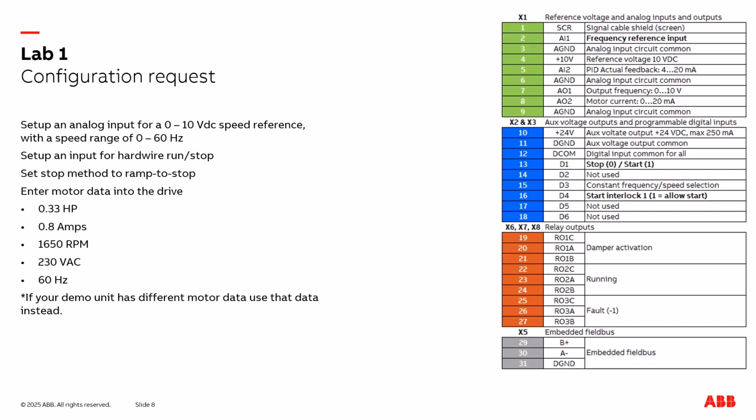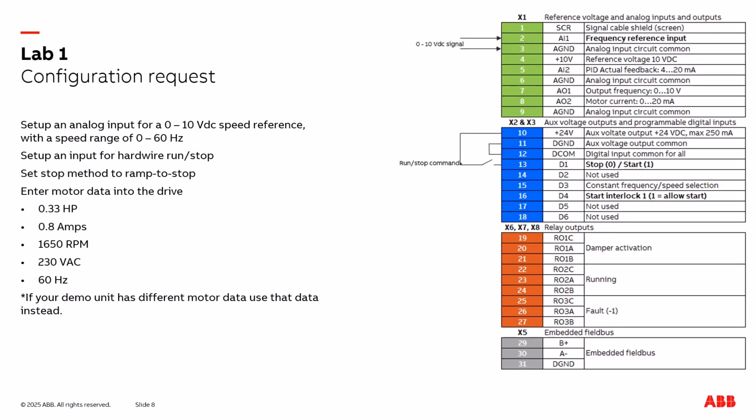All right, here you can see for the 0 to 10 volt speed signal, we're landing it on terminals AI1 and A ground. And for the run stop command, we're landing the wires on terminal 10 and terminal 13, which is DI1. As you can also see, DI1 is set up for start stop already, and analog input 1 is set up for a frequency reference input. So it makes it pretty easy, as we'll find out, to set up the drive for these 2 applications, as no programming is necessary for the speed signal or for setting up the drive's hardwire run stop command.